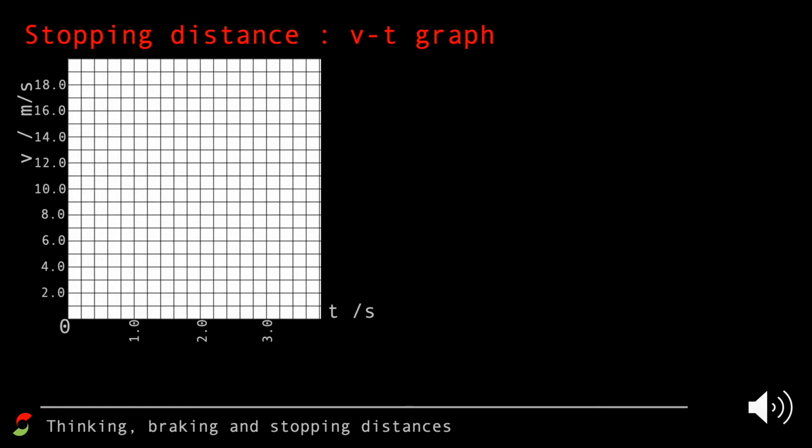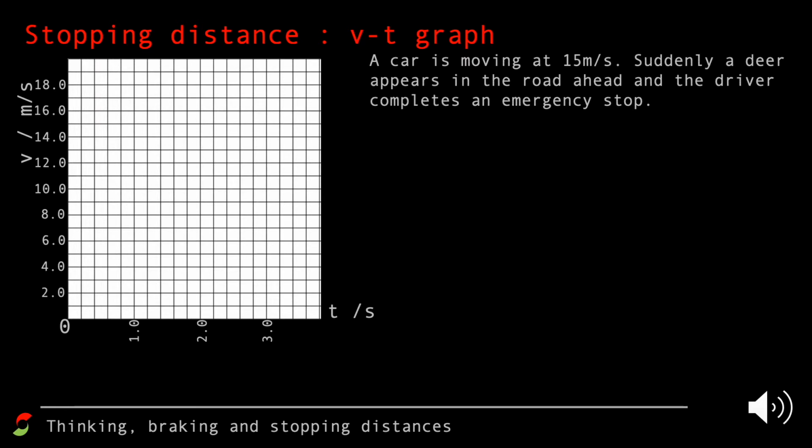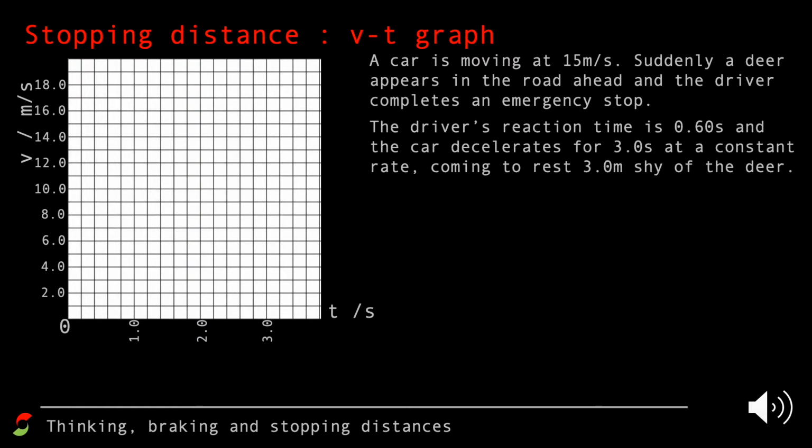So here we've got a velocity time graph, meters per second, and time in seconds, and we're going to have a car moving at 15 meters per second, and we're going to have a deer suddenly appear out of nowhere in front of it. So it's not going to be a messy situation. We're going to have the driver reacting in 0.6 of a second, and we're going to have the car decelerating for 3 seconds at a constant rate, and then not hitting the deer, so it's not going to be that messy for the deer. So we're going to try and draw a velocity time graph for that description.